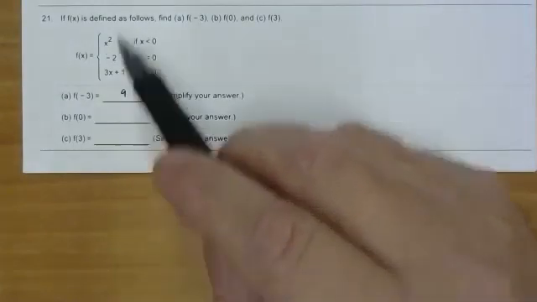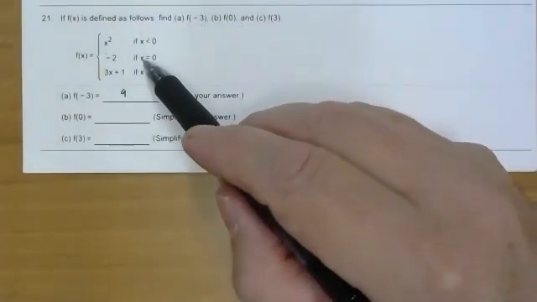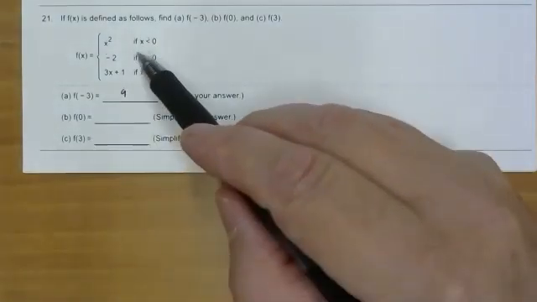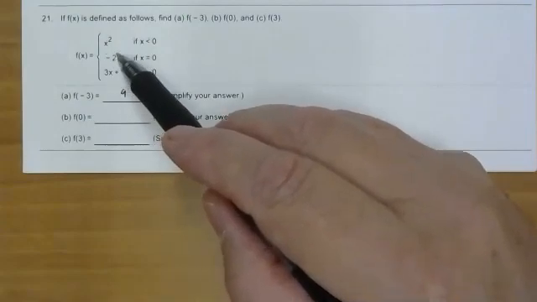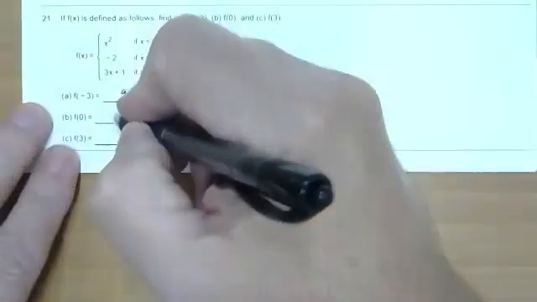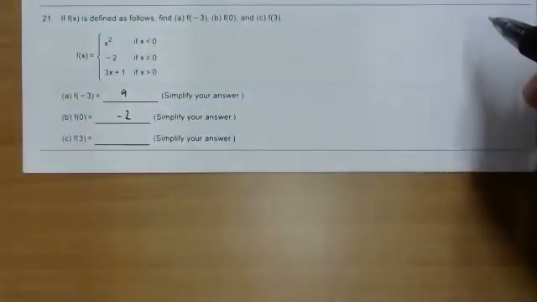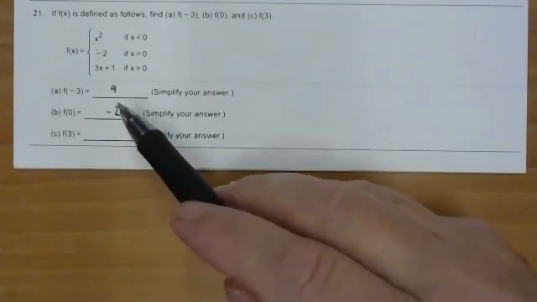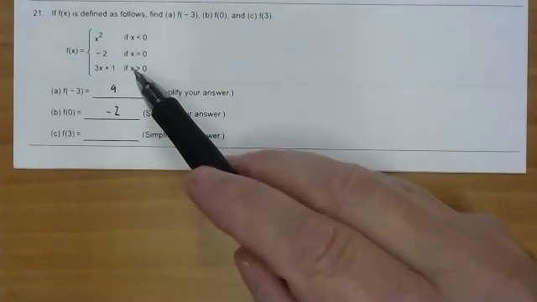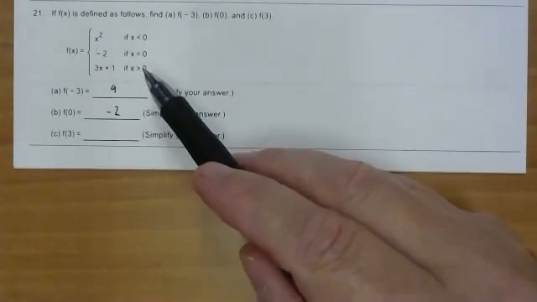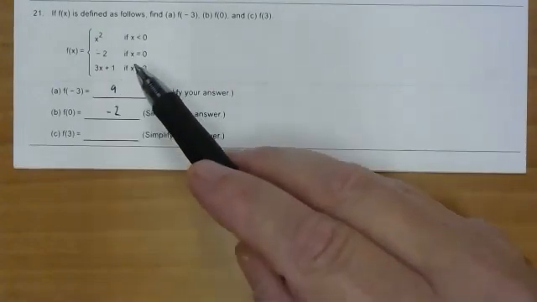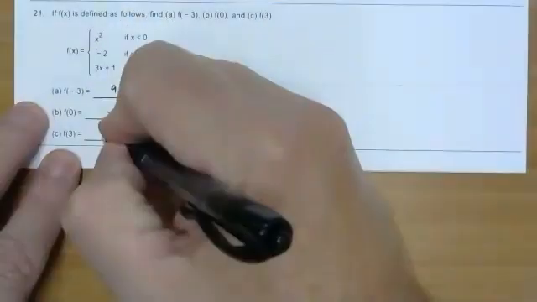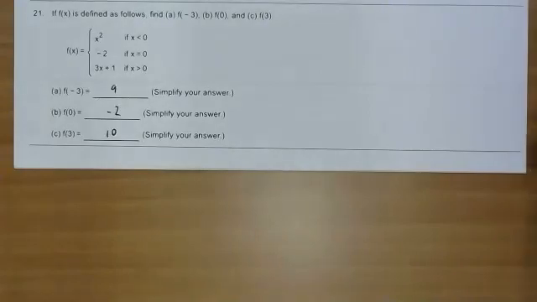F of 0. Now let's figure out which function we use. The middle one is the one you use if x is 0, which is what we have. If I use the middle function, there's not even any variables there. It's just always going to be -2. And then f of 3. I need to use this last one because this is what you use if x is greater than 0, which 3 is. So I plug in 3 here. 3 times 3 is 9 plus 1 is 10. So it should be 10.